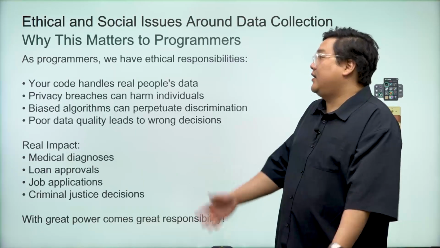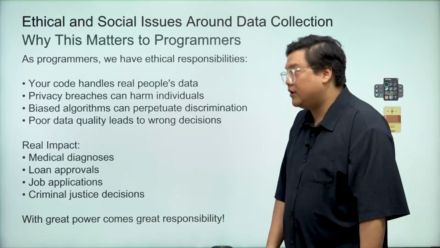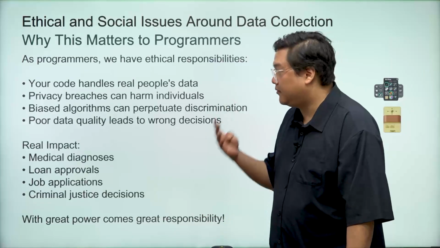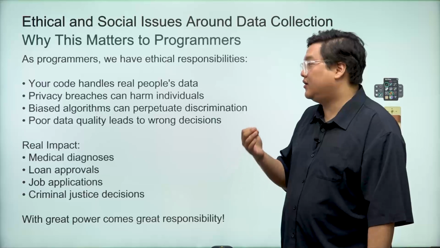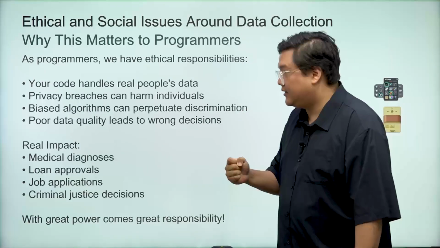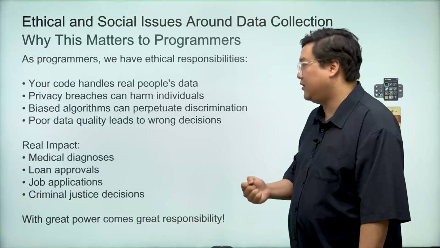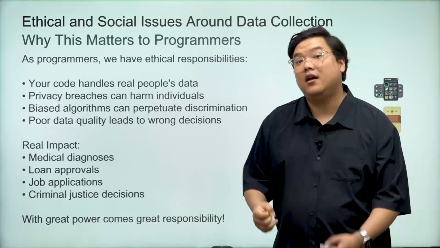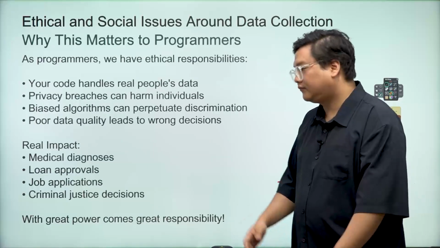So why does this matter to programmers? As programmers, we have ethical responsibilities. Your code handles real people's data. Privacy breaches can harm individuals. Biased algorithms can perpetuate discrimination. Poor data quality leads to wrong decisions. Okay, so what impact does it have?